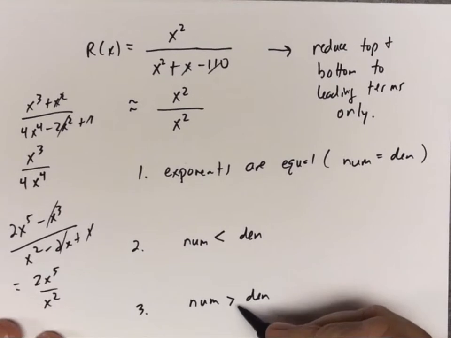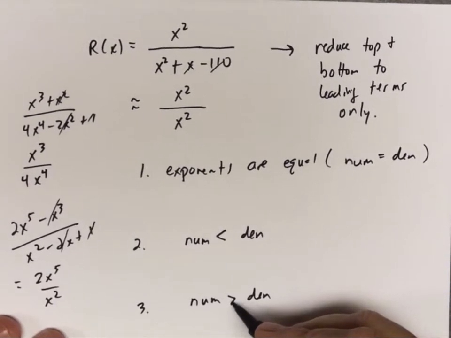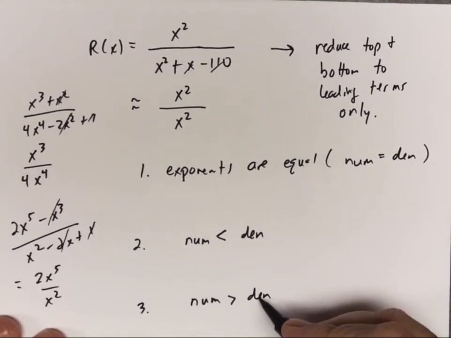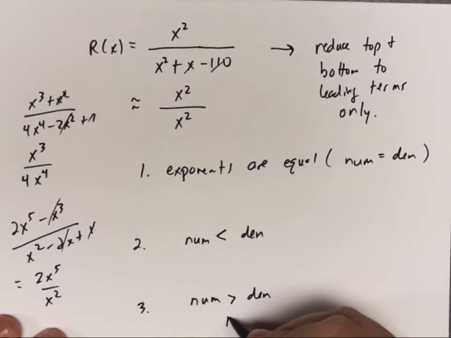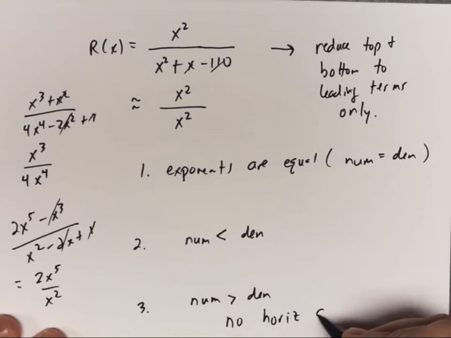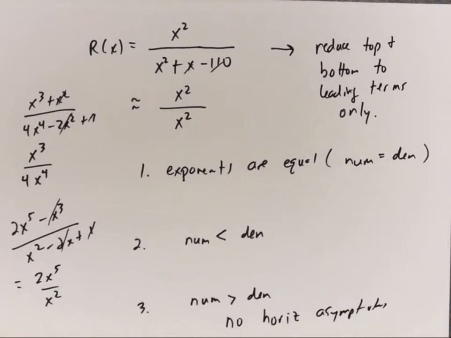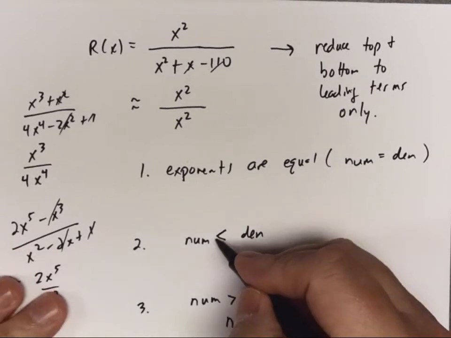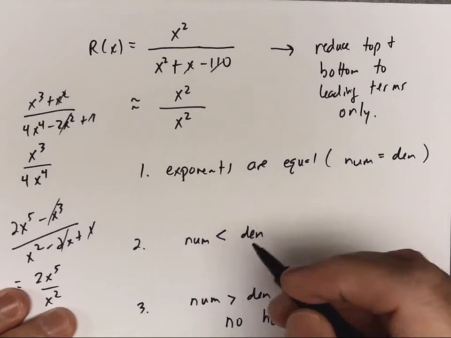Let's do this one first. What happens if the numerator is bigger than the denominator? What happens to our horizontal asymptotes? Turns out you don't have any. If the numerator is bigger than the denominator, it does not flatten out. It just keeps going.